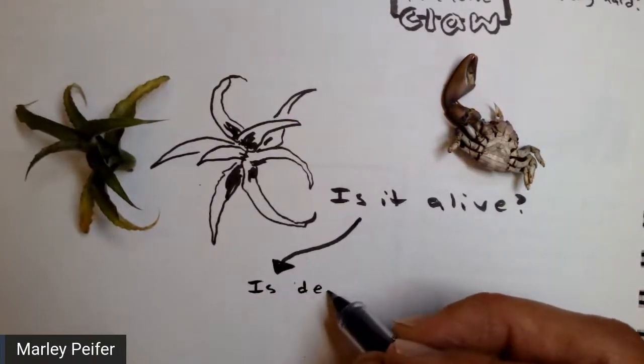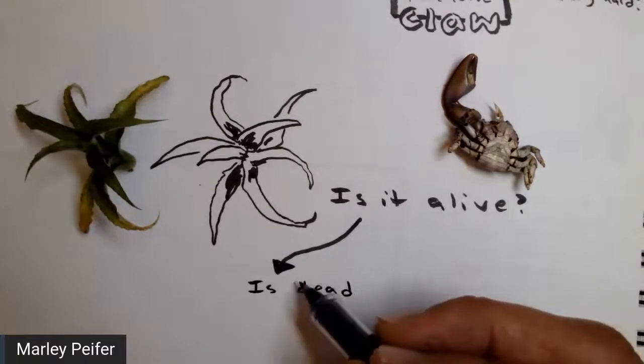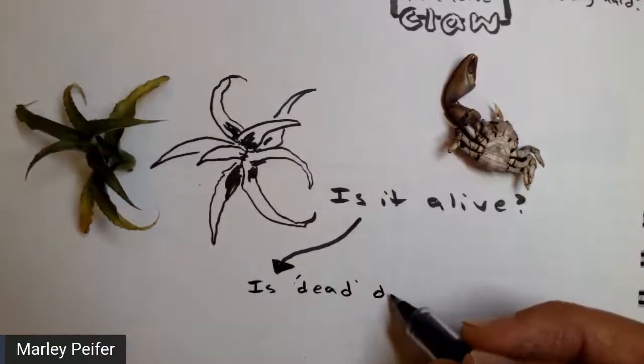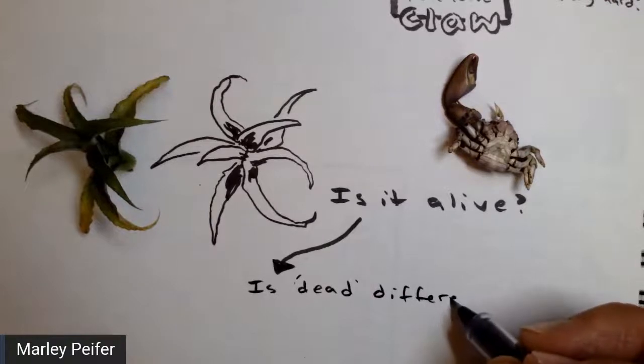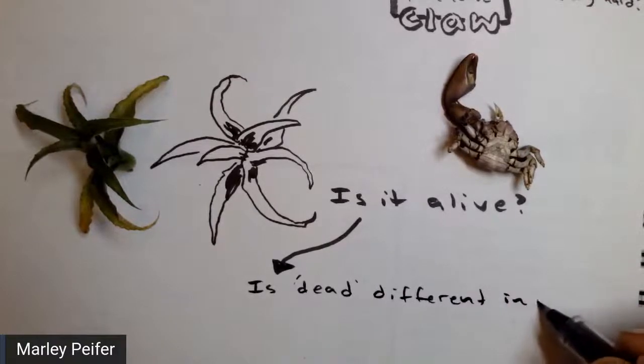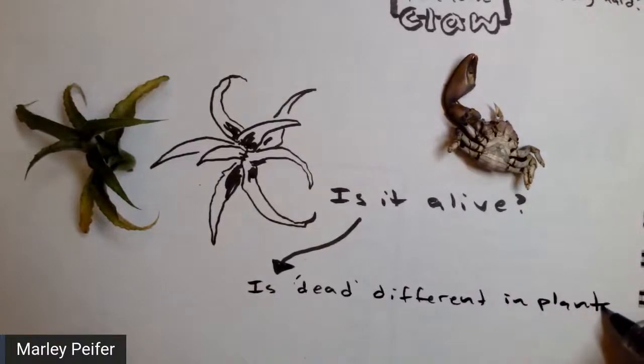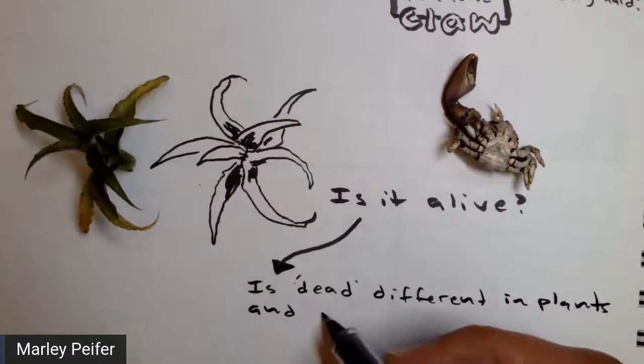is dead different in plants and animals?